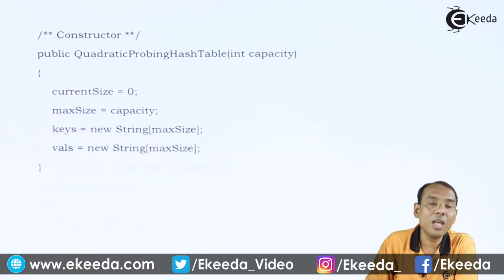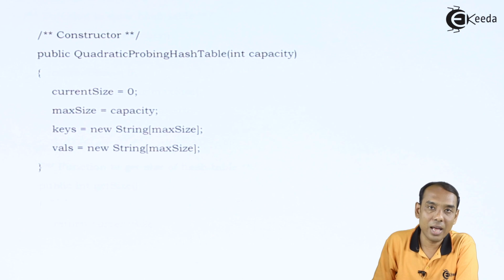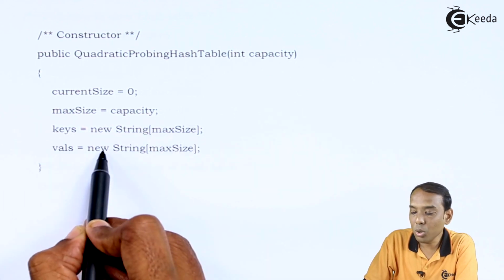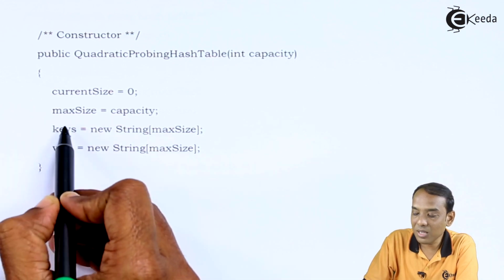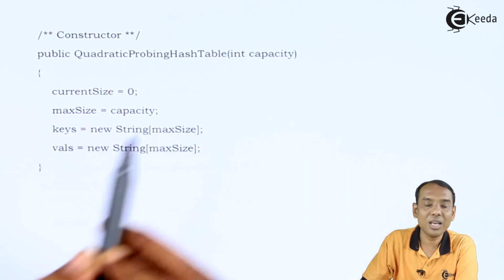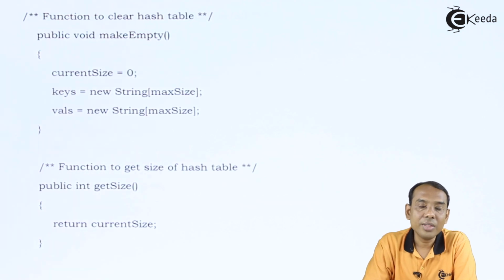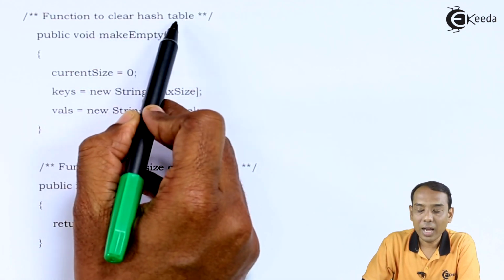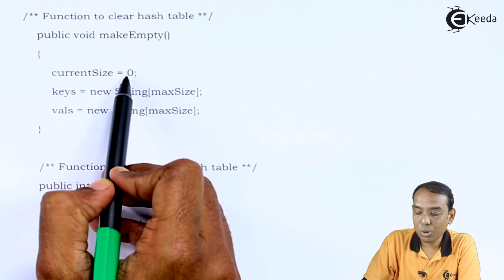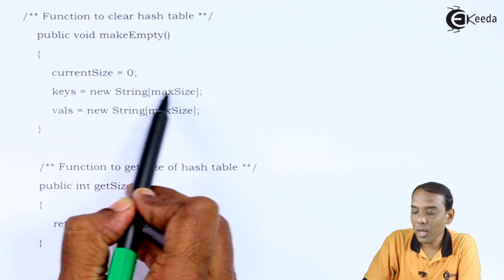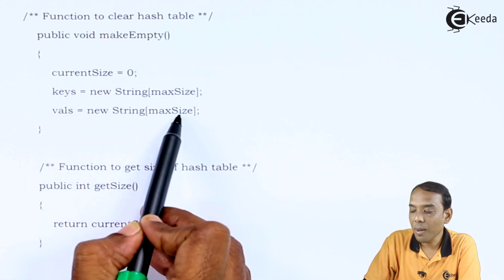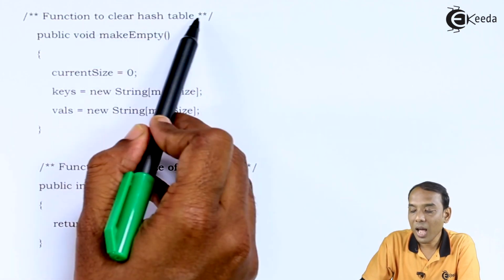Then we need to define the size of the keys and values arrays. We write keys equal to new String[max size] and vals equal to new String[max size]. So we have keys and values the same size as max size. Once this is done, we write the function to clear the hash table. We write makeEmpty, to clear the hash table. We write current size equal to 0, keys equal to new String[max size], and in a similar pattern vals equal to new String[max size]. This is to clear the hash table.